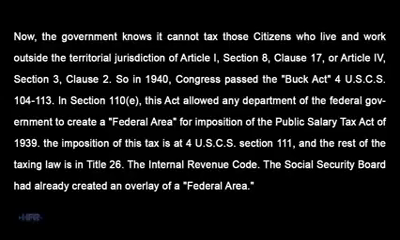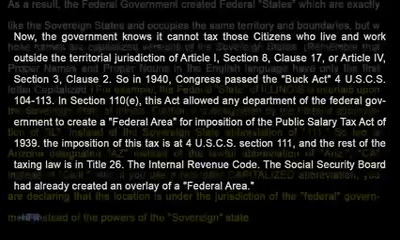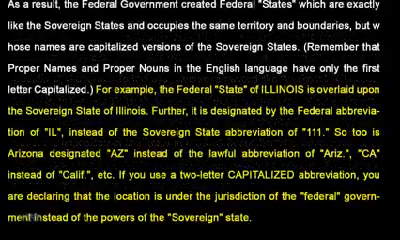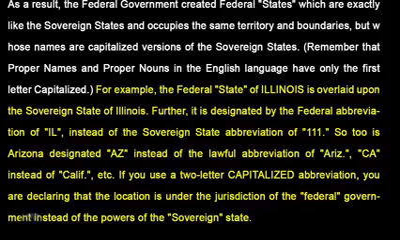The Social Security Board had already created an overlay of a federal area. As a result, the federal government created federal states, which are exactly like the sovereign states and occupy the same territory and boundaries, but whose names are capitalized versions of the sovereign states.